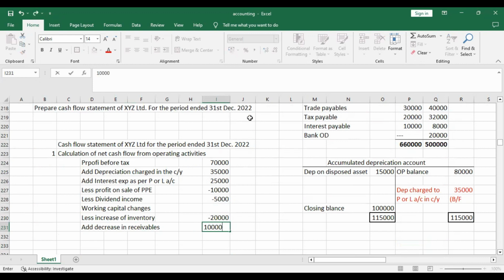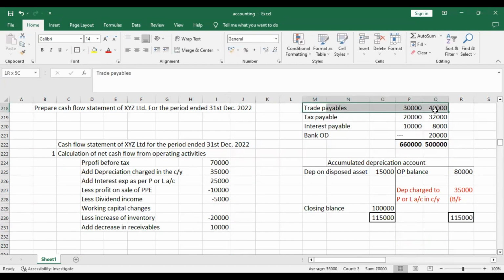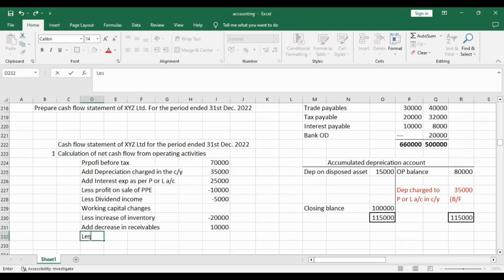Then the next one you have to see is payables. When looking here, what happened? 40,000 is the opening balance, becomes 30,000 closing balance. Last year 40,000, current year 30,000. What does it indicate? It indicates very clearly there is a decrease of payables. Decrease of payables is always cash outflow. Increase of payables is cash inflow. So less decrease of payables. How much is it? Another 10,000. Minus 10,000. Decrease means less. Very good.